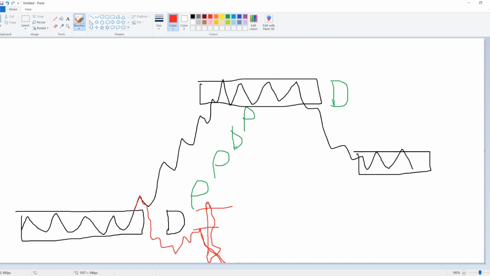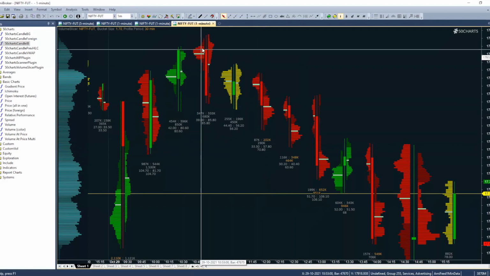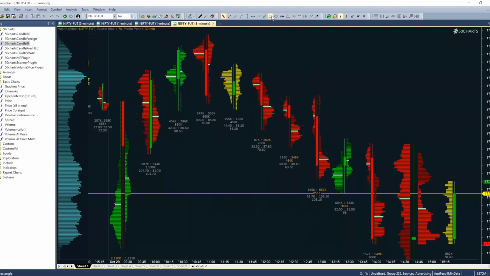We try to compare the profile with the previous profiles. How much volume is traded at this profile? What is the range in which it was traded? Let's see yesterday's volume slicer. So this is the reversal point, right? So it reversed from here.